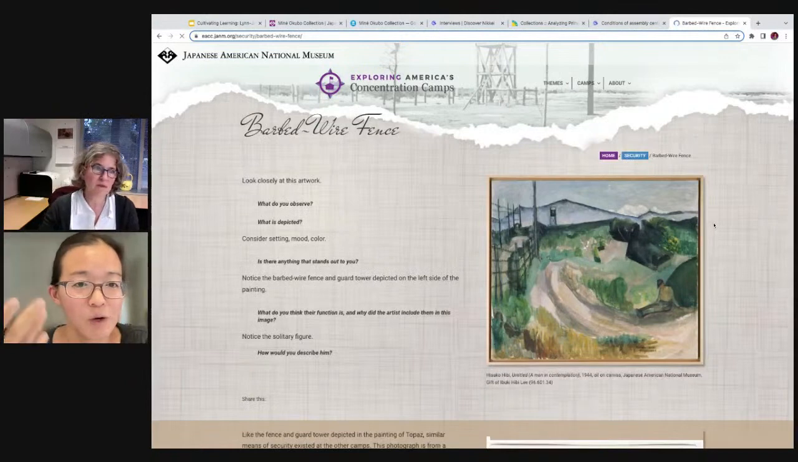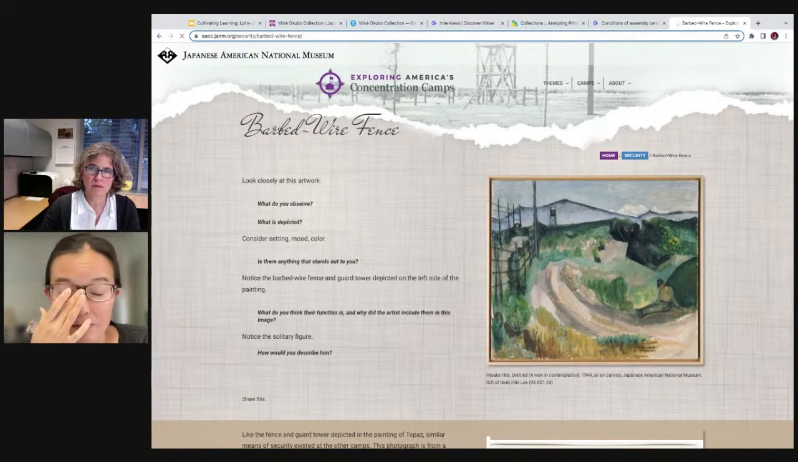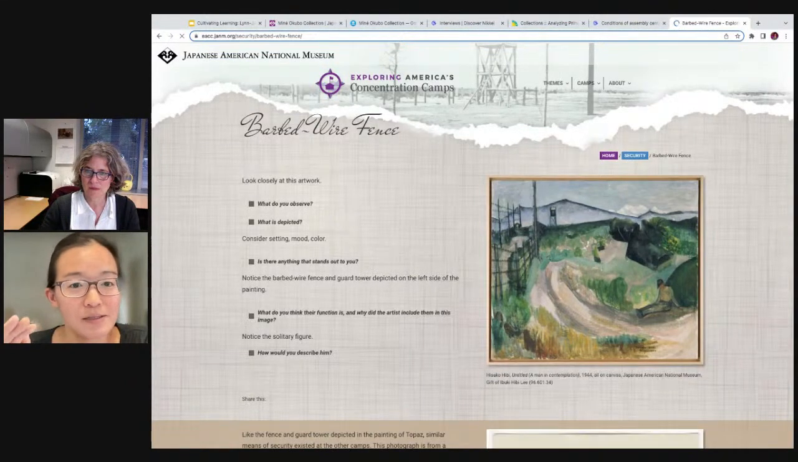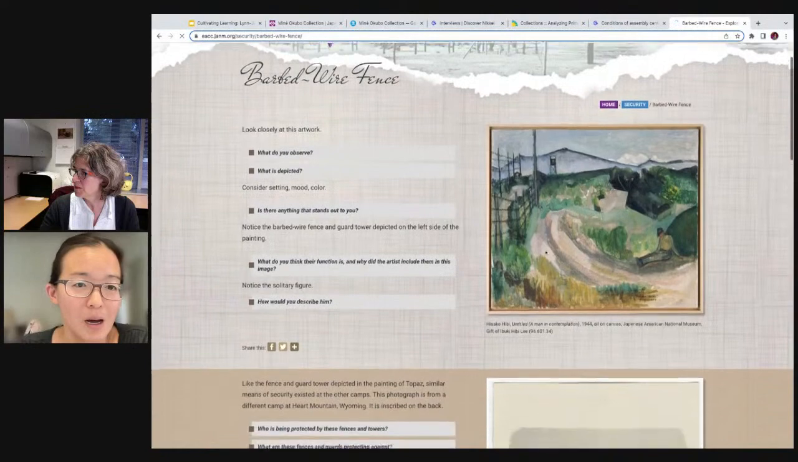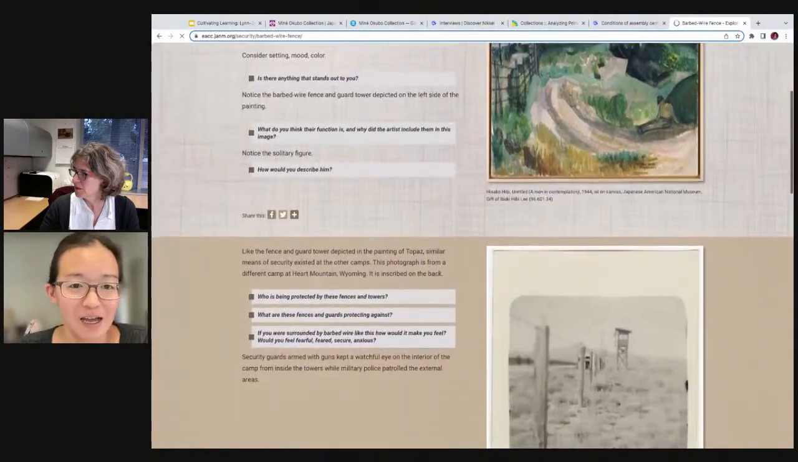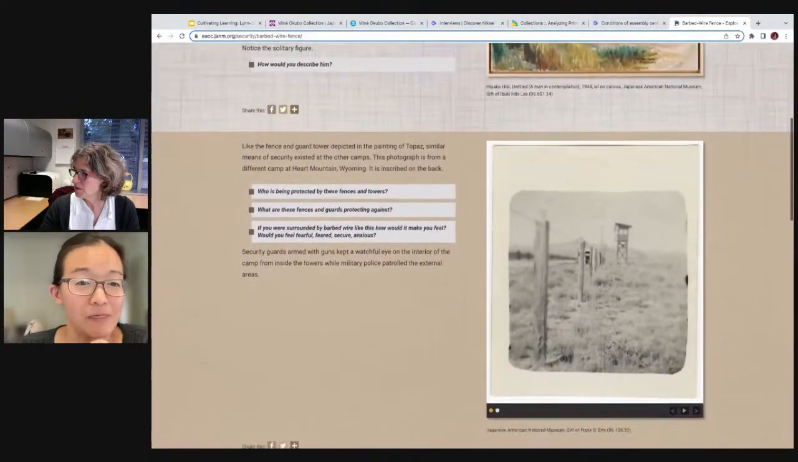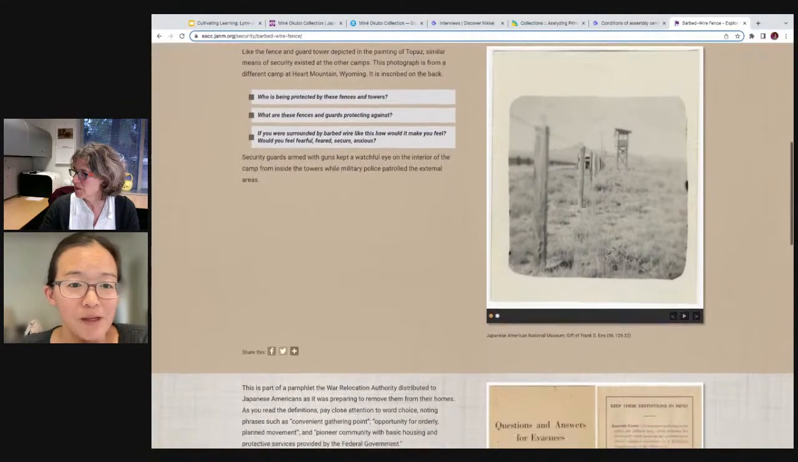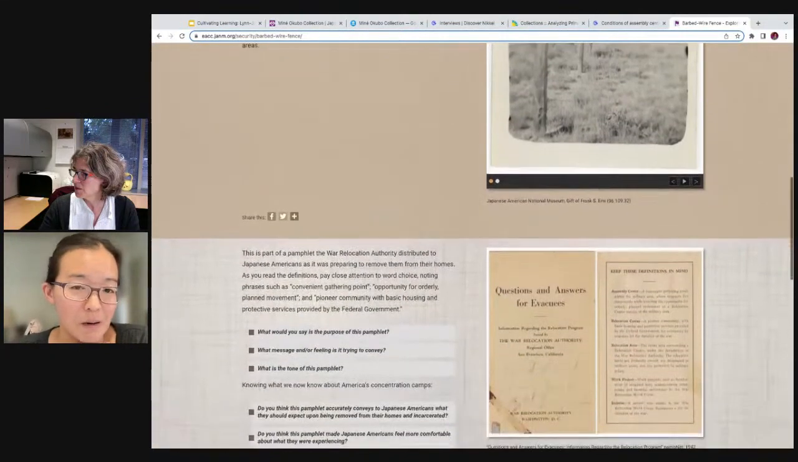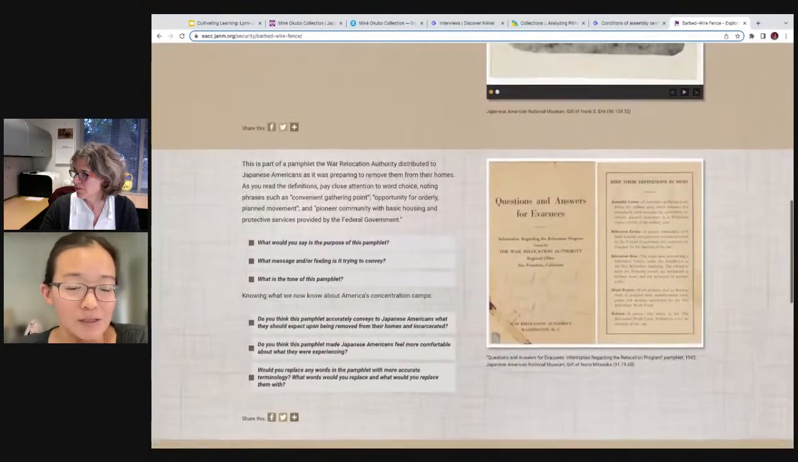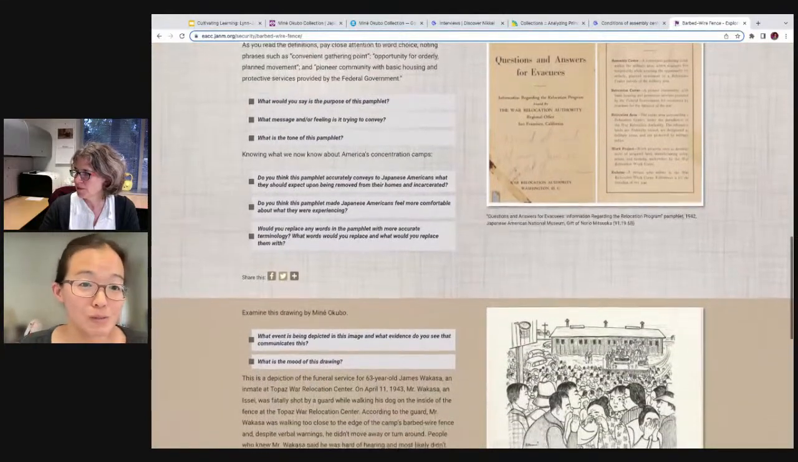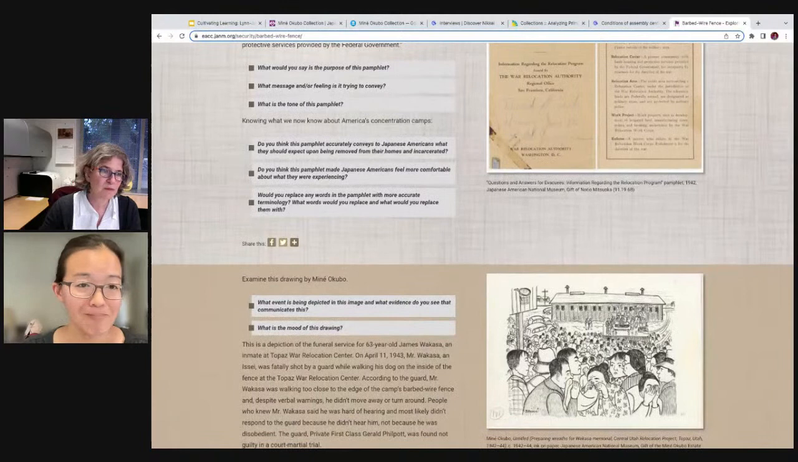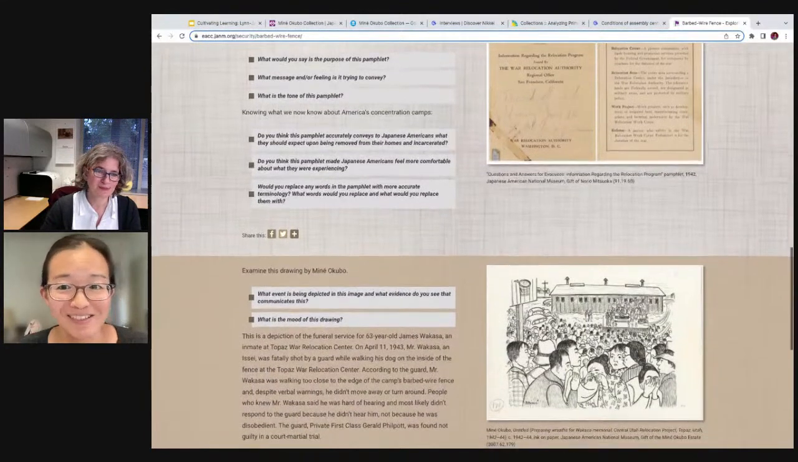It has a lot of questions, and students can go through this website and answer questions about it. If you scroll down, you'll see one of the artifacts that we looked at today, again focusing on that theme of security. You'll see the pamphlet that we took a close look at today. That's an example of how we use some of our collections in these online resources.